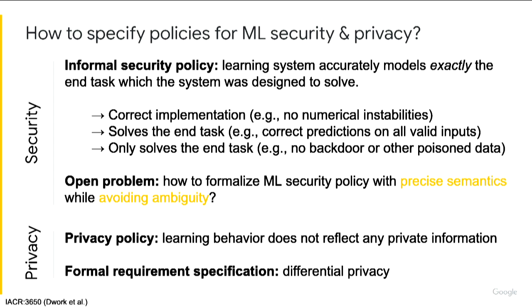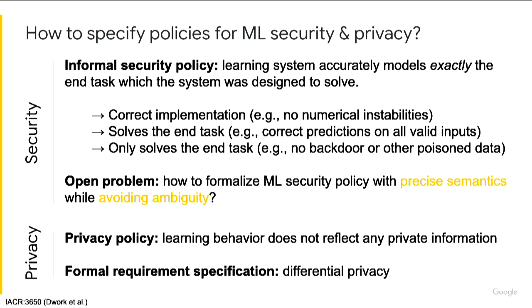However, it's still an open problem how we can specify this formally with precise semantics and without ambiguity. If more people work on this particular question, this will have a lot of implications because that means we can ground the efforts that we're making and have more principled approaches to security and machine learning.